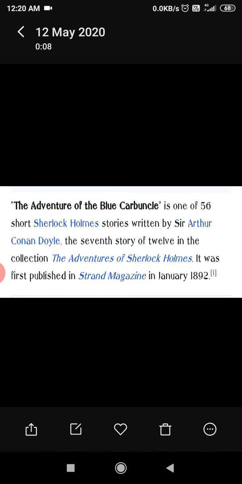Okay, now who is Sherlock Holmes? We will discuss it later. So we are just discussing The Adventure of the Blue Carbuncle, the chapter that we are going to discuss later. It is taken from Sherlock Holmes stories, and it is written by Sir Arthur Conan Doyle. Okay, and it was first published in Strand magazine in January 1892.